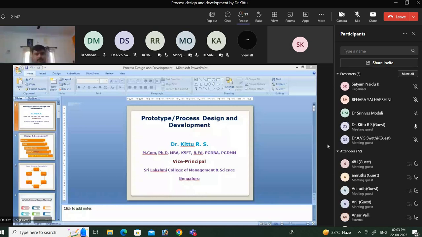So today, we have to discuss prototype and process design and development. As you are engineering students and faculty members, you have a lot of idea and knowledge about these concepts. So today I am going to address how process design and development has importance towards business, and how process and design is essential for innovation to enhance and grow institutions.